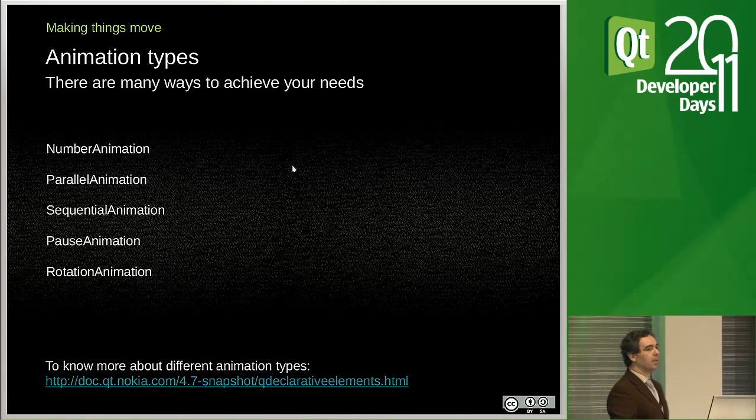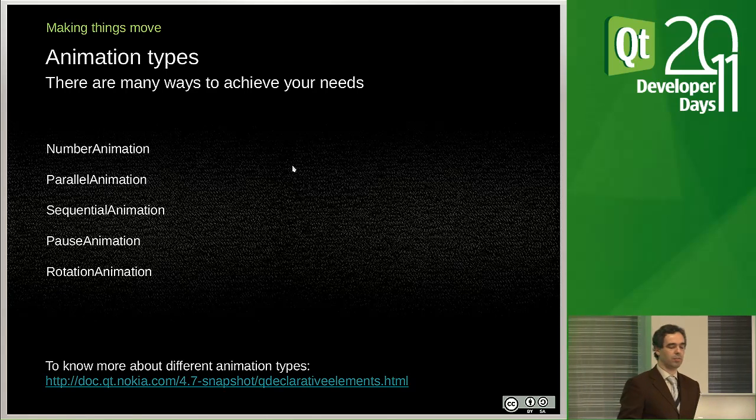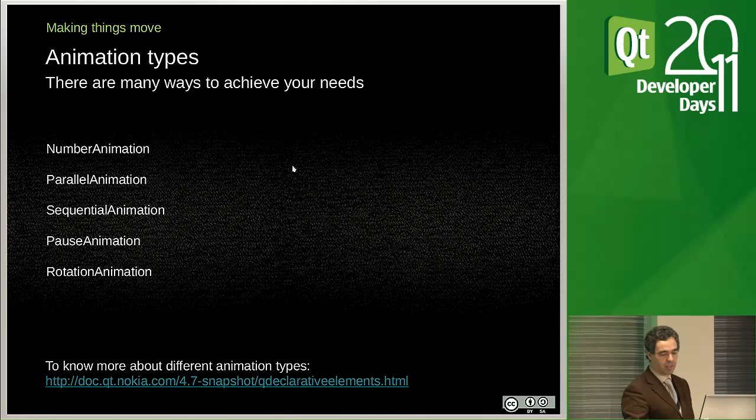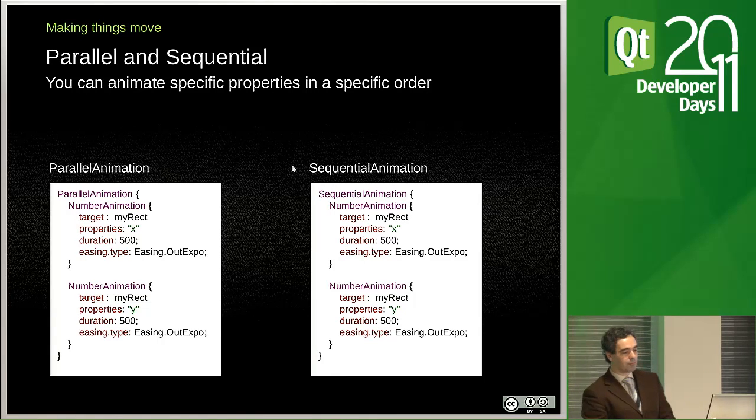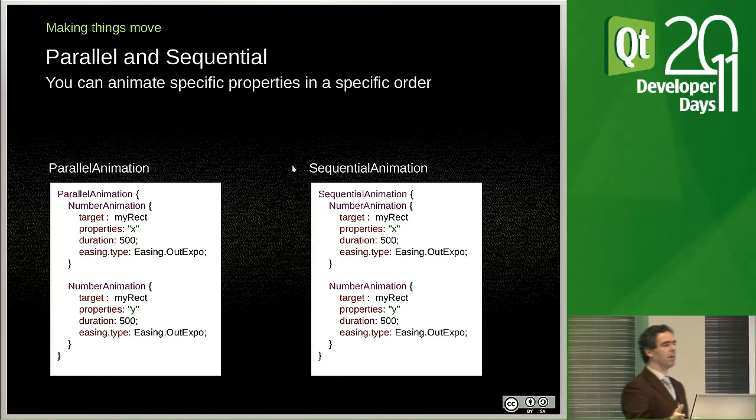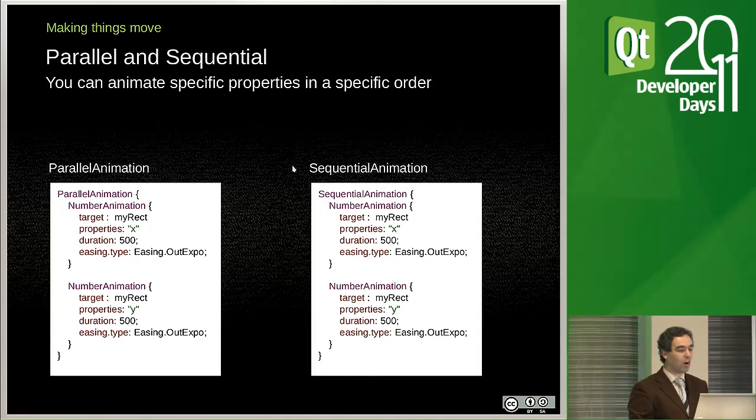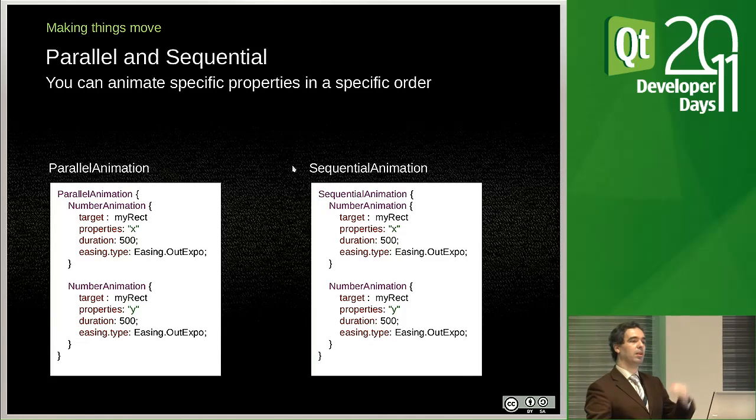Parallel animation. Parallel animation is a way, and it's sequential animation in a way, we are going to explain those a little bit further. Pause and rotate animation. So the animation I've talked about. Parallel. There's two examples, but I think it's kind of obvious. The parallel animation, those two animations there, the numbers inside the parallel animation will go at the same time. And the sequential animation, it will be first one and then the other.